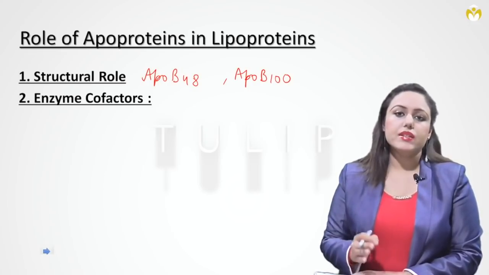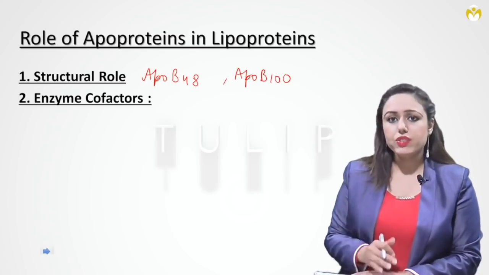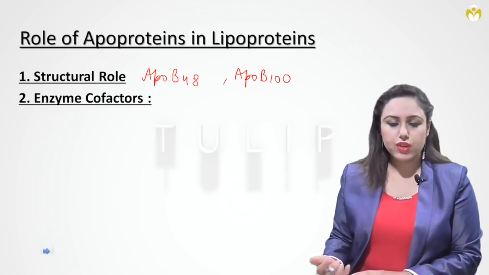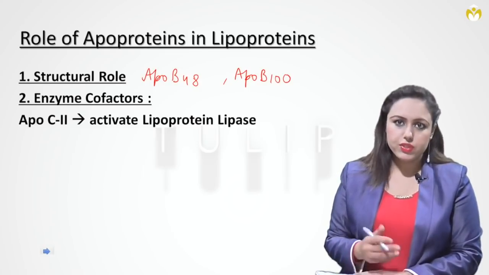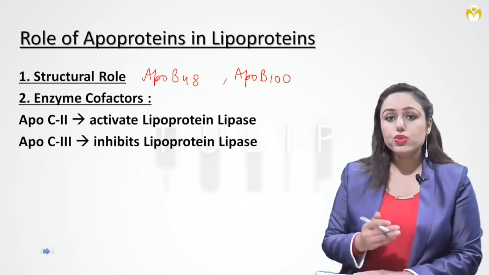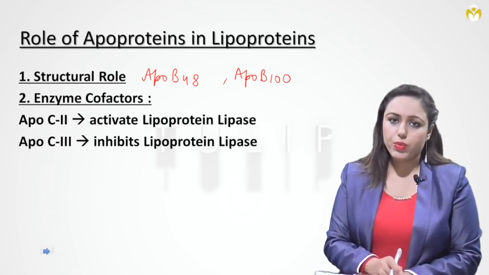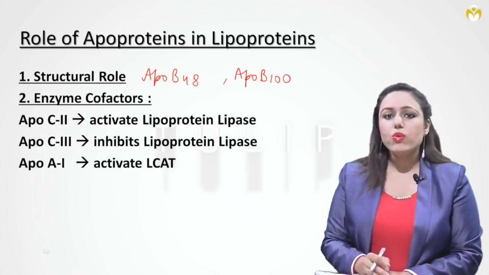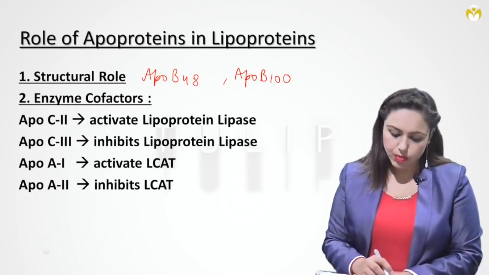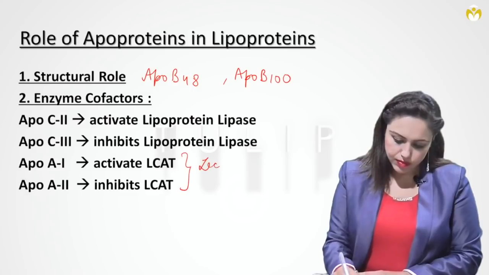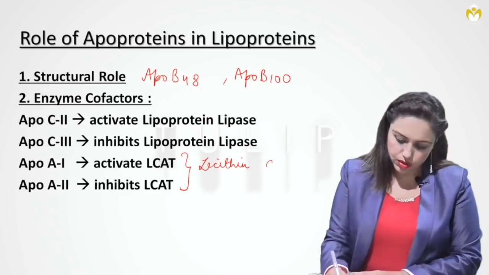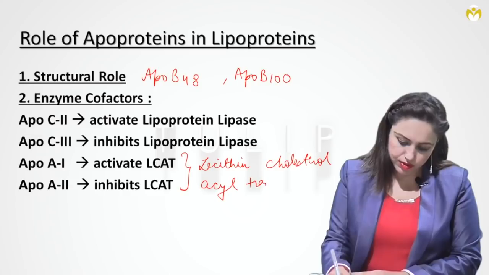Next role is they can act as enzyme cofactors. Either they can be activator of an enzyme or they can be inhibitor of an enzyme. For example, ApoC2 is activator of lipoprotein lipase. We have just done that question. ApoC3 will inhibit the same enzyme, lipoprotein lipase. ApoA1 will activate LCAT and ApoA2 will inhibit LCAT. What is this LCAT? The full form is lecithin cholesterol acyl transferase.